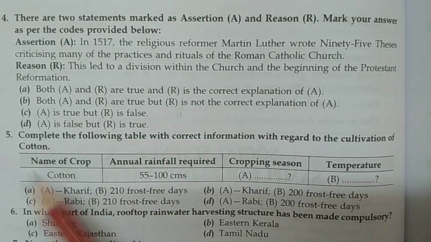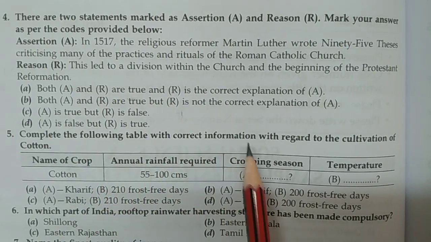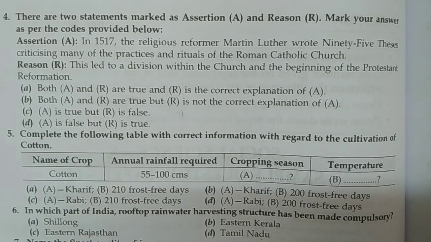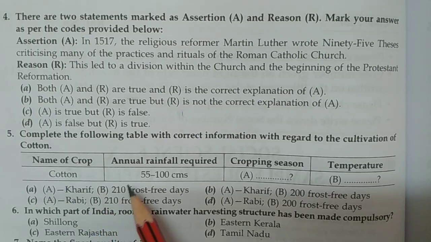Now let's start with question number 5. Complete the following tables with the correct information with regard to the cultivation of cotton. So you have this table, you can see here, it's given that name of crop is cotton, annual rainfall required is 55 to 100 centimeter, and crop season and temperature you have to find. You are getting here 4 options. You can easily find the exact answer from here.